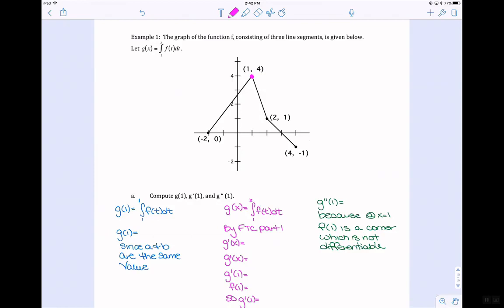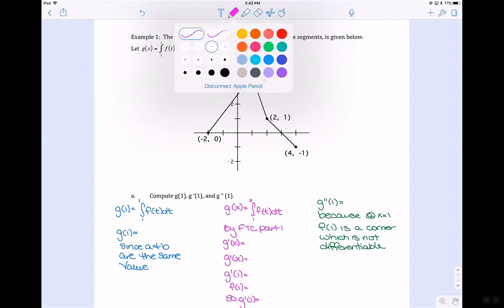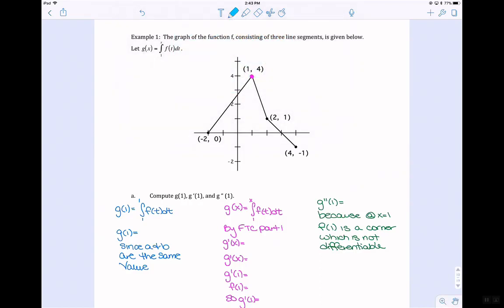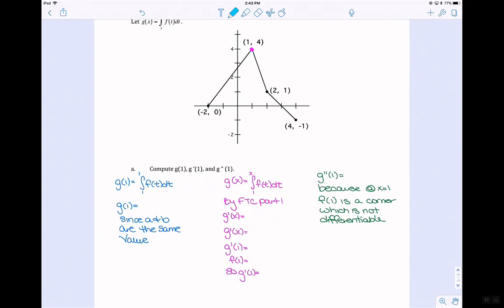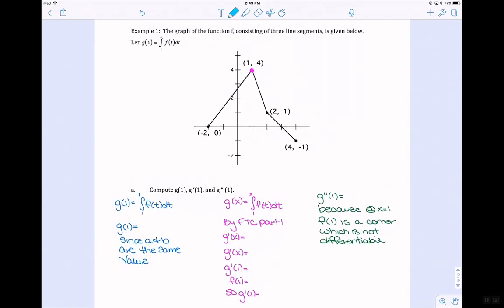Okay, so I'm going to use my filled out version to illustrate what's going on. Anytime you get a graph interpretation problem, it will say something like, let g of x be equal to an antiderivative in terms of f. And the graph they give you is not f prime. They gave you the graph of f.